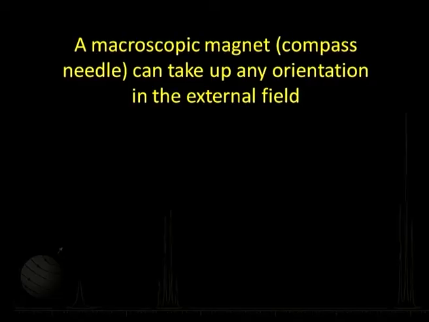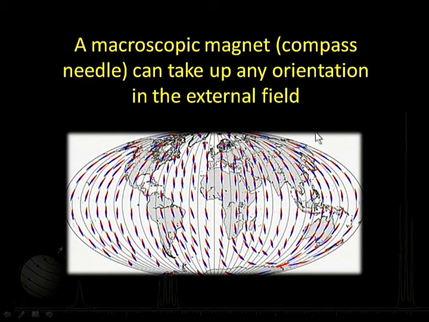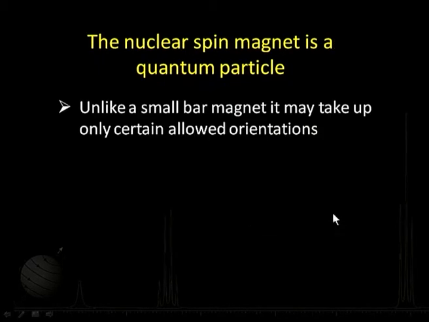Now let us try to compare this with a macroscopic particle, say a macroscopic compass. If you look at a compass needle, with the whole globe shown over here, and go along with the magnetic compass, we find that this compass can take all possible orientations. It is a macroscopic particle, but the tiny nucleus with I equal to half that I am looking at is actually a quantum particle. As a consequence, it can take up only certain allowed orientations.